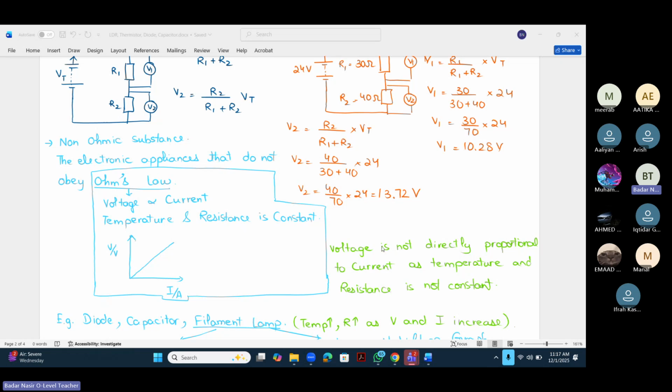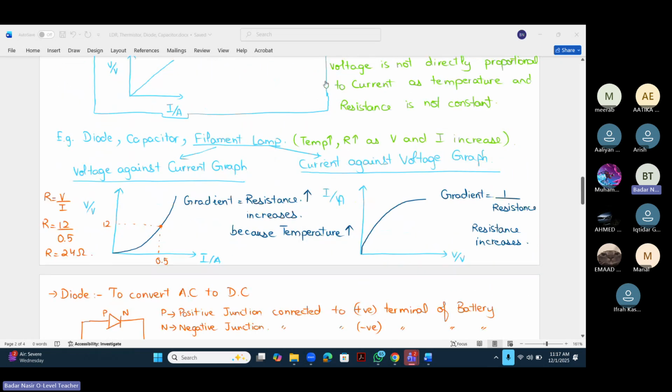So if you have to sketch a voltage against current graph for a filament lamp, it looks like this. On the other hand, if we have to sketch a current against voltage graph, its shape is like this. So in the exam, they can ask you both of these things. And the gradient of the voltage against current graph gives us the resistance. The gradient of a current against voltage graph gives us the resistance.